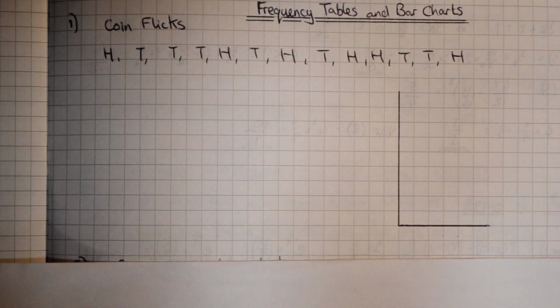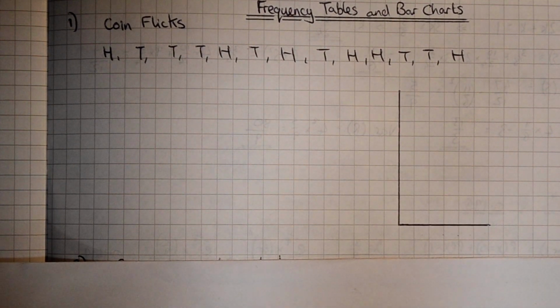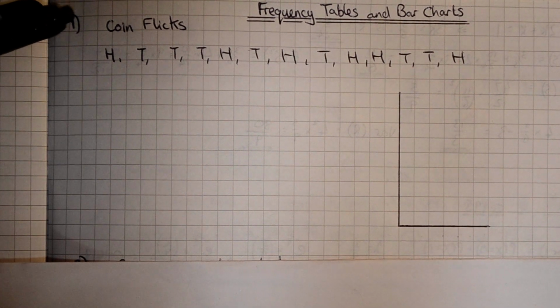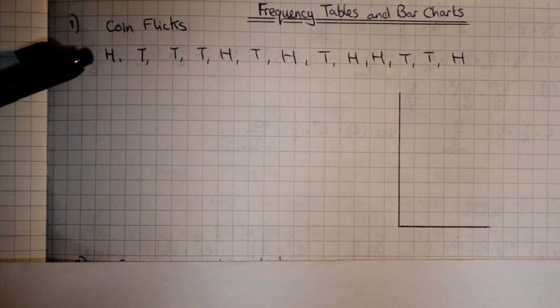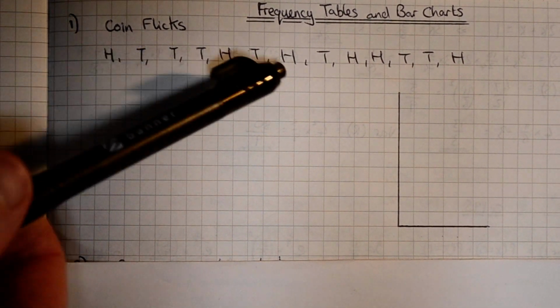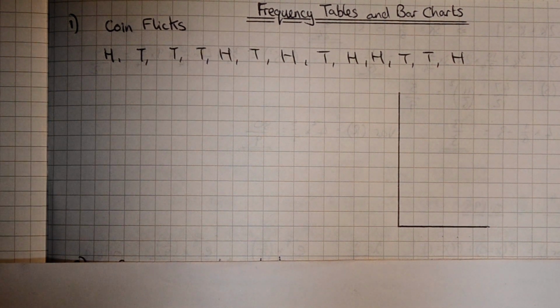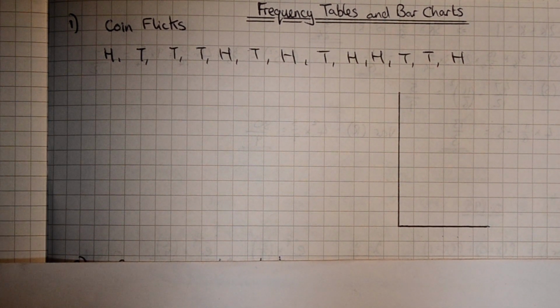This video is about when you're given a set of data, such as for number 1 we've got coin flicks, and it's heads or tails. And this is our set of data. And then you're asked to put it into a frequency table and then draw a bar chart. So our first step, if you've got this data, is to put it into a frequency table.